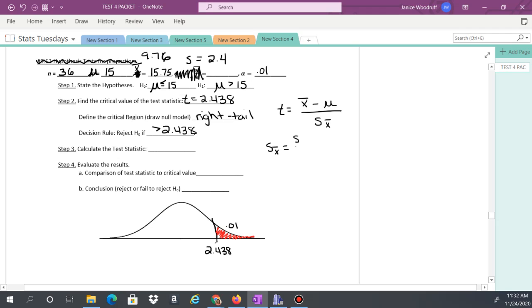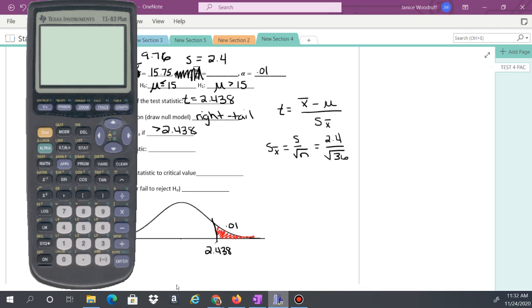which is the standard deviation of the sample over the square root of the sample size. So the standard deviation of the sample is 2.4. The sample size is 36. So we're going to do 2.4 divided by the square root of 36. We're going to get 0.4.